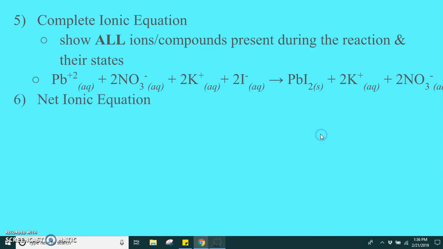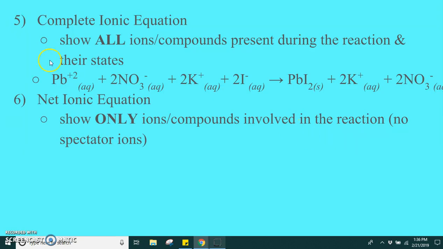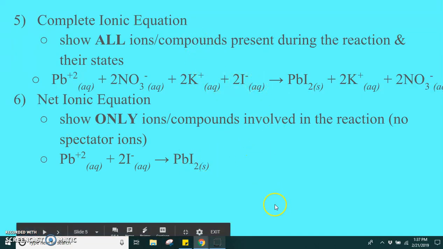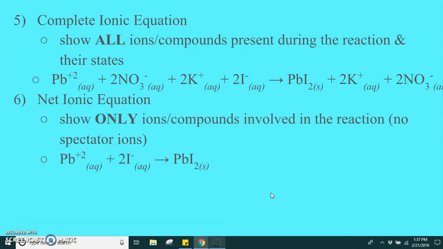And so our last type would be the net ionic equation. That's where instead of showing all of the ions, you only show the ones that are reacting. So you get rid of the spectator ions, the ones that are the same on both sides. See how NO3 and NO3 are the same on both sides, potassium and potassium are the same, but Pb and I are different on both sides of the equation. So that would mean that Pb and I are the ones reacting. All the rest of them are just hanging out, not really doing anything. They're spectators.